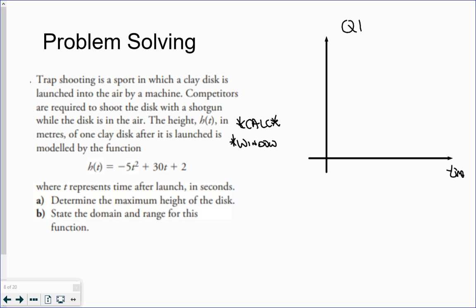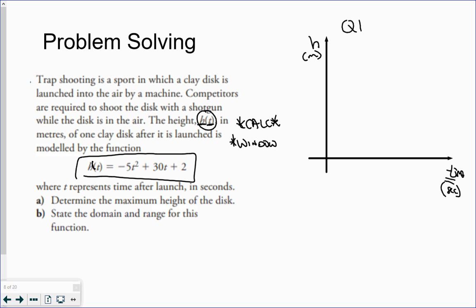So if we just read the question here, it says, trap shooting is a sport in which a clay disc is launched into the air by a machine. Competitors are required to shoot the disc with a shotgun while the disc is in the air. The height, h(t), so again, it's just written in function notation. This just means that the height is related to the time. In meters, so again, we want to make sure we know our units, of one clay disc after it is launched is modeled by the function this, where t represents the time after the launch in seconds. So it says determine the maximum height of the disk and state the domain and range for this function.